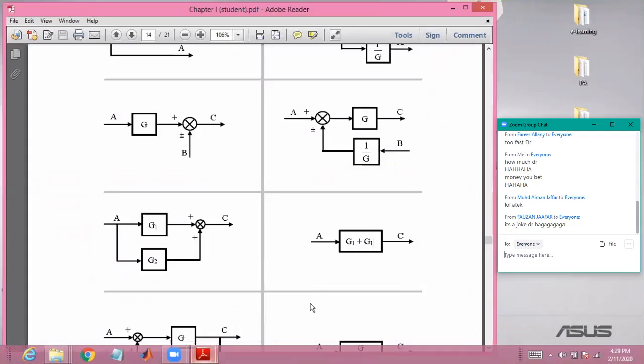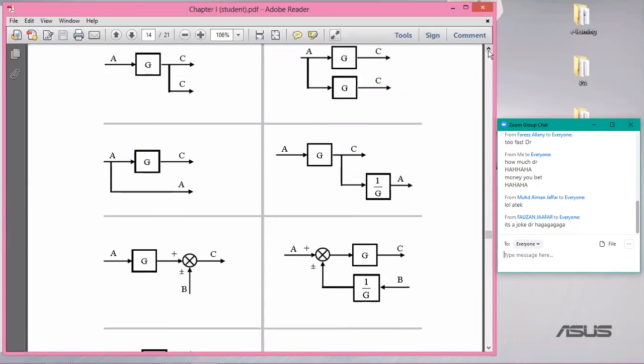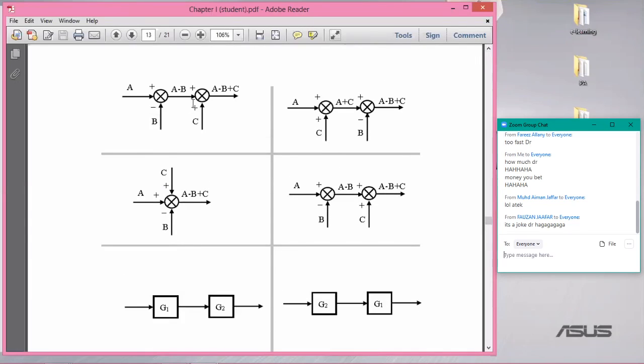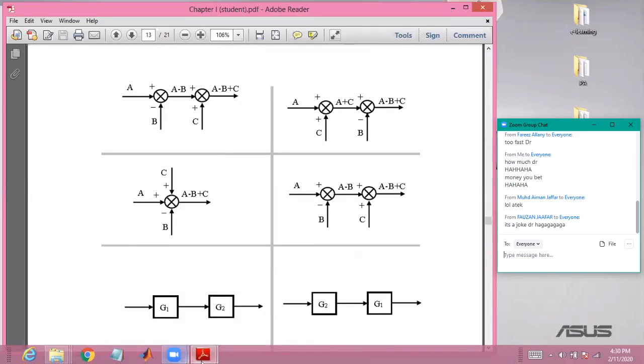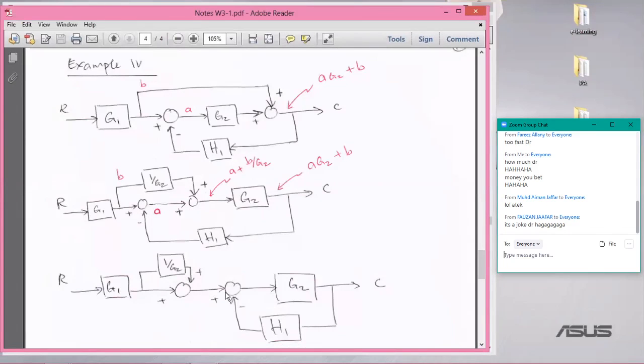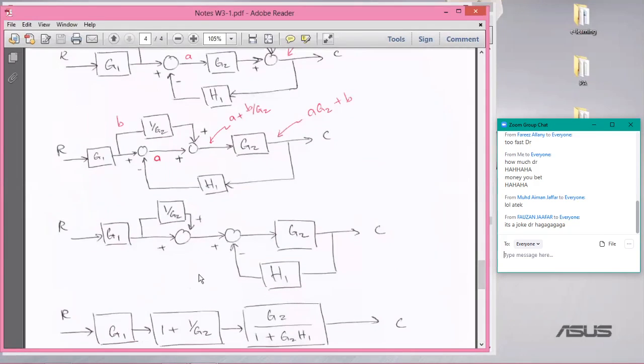Again, let's go to the table here. There. No, not that one. So this one. So you can interchange two summing junctions. You can do that. Okay, now I'm going to interchange these two summing junctions. Okay. Now, when we get to here, this is now easy. This is easy.